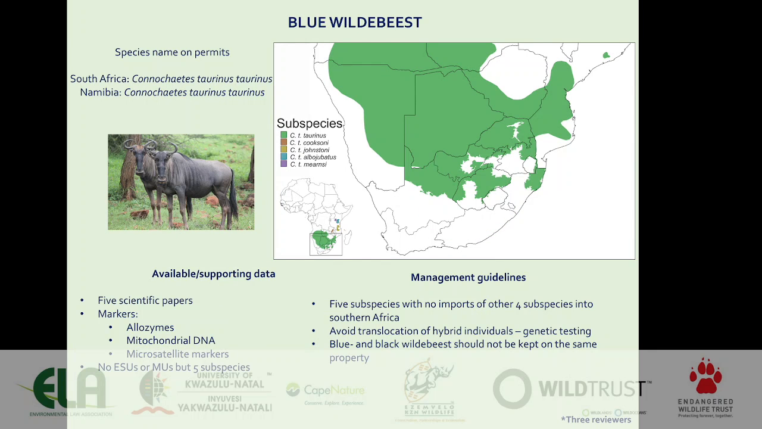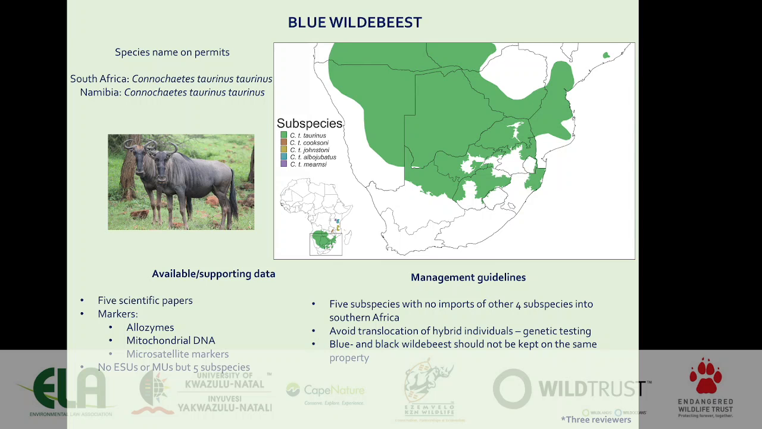For blue wildebeest, 5 scientific articles were used in compiling the genetic management guidelines. The data included allozymes, mitochondrial DNA, and microsatellite markers. There are also no ESUs or MUs for blue wildebeest, but the 5 subspecies that have previously been described still hold, and the following management guidelines were suggested for them.